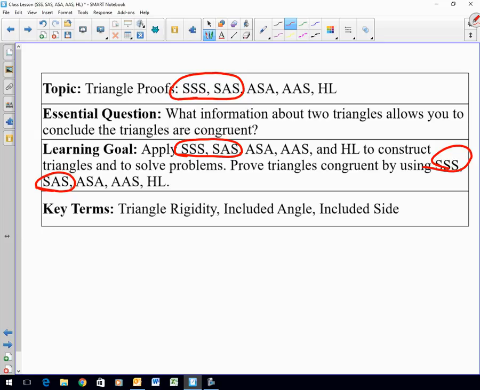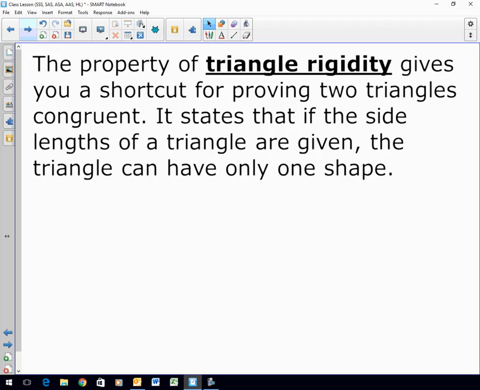Key vocab: triangle rigidity, included angle and included side. Rigidity. All right, let's break this down. The property of triangle rigidity gives you a shortcut for proving two triangles are congruent.